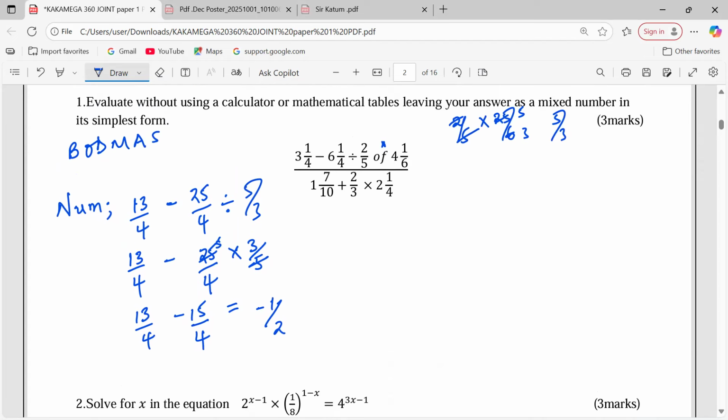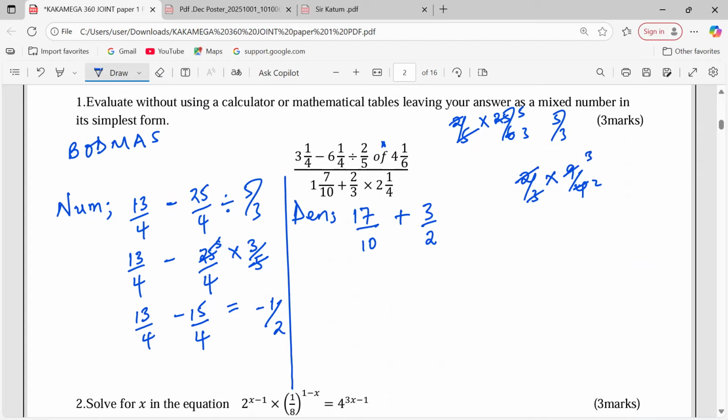We check the denominator, which is having lesser terms. From the denominator, what shall we have? We are having 1 and 7 over 10, which can be simplified to 17 out of 10. And then plus, we work out the multiplication first. So we are having 2/3 multiplied by 9 out of 4, because I'm changing 2 1/4 to an improper fraction. By 3, 1, by 3, 3, by 2, 1, by 2, 2. So 3 over 2.